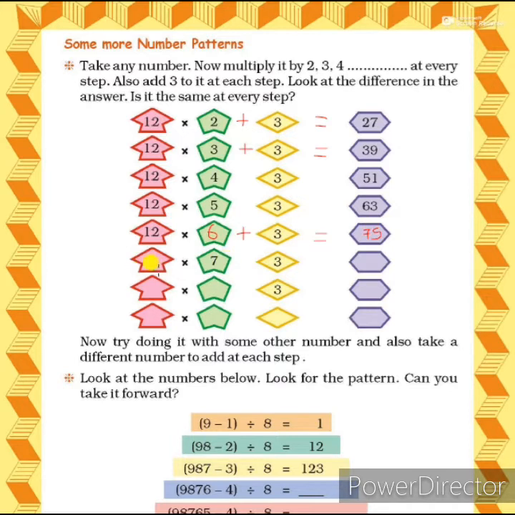Now in the next step, 12 into 7 plus 3 equals 87. 12 7s are 84. 84 plus 3 equals 87. So in the sixth step we have to write 12 into 7 plus 3 equals 87. That means 12 7s are 84, and 84 plus 3 equals 87.